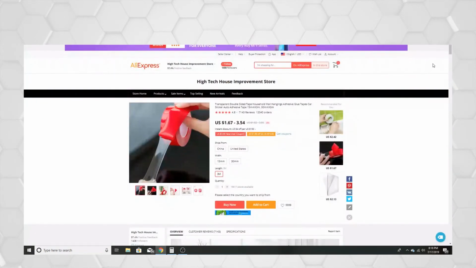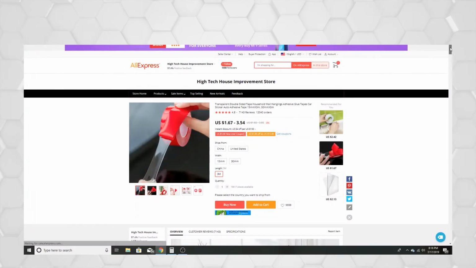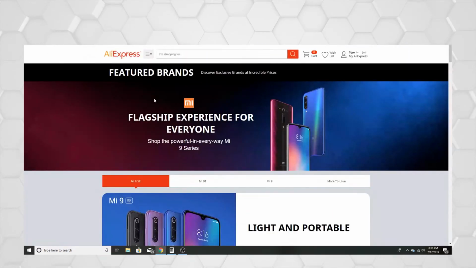Let's go ahead and actually first let me show you the product. It's actually just tape. This is double-sided tape. Oh, and then we're going to jump into an ad. Very nice.